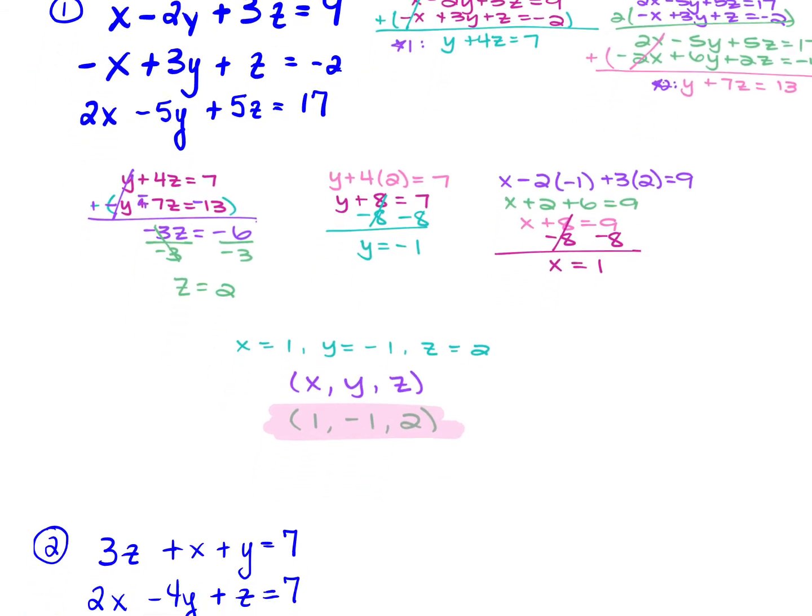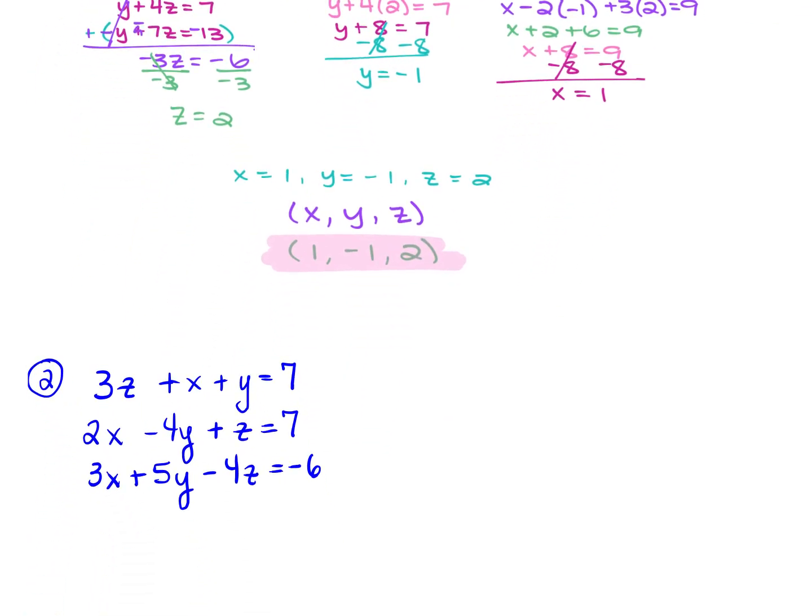If we look at number 2, we're going to work with 3z plus x plus y is equal to 7. I don't like the order of that. All of my other equations are x, y, z, so I'm just going to rewrite this to be x plus y plus 3z is equal to 7. Just that way, like I said, it's in the same order as the other ones. So I'm going to work with that, with the 2x minus 4y plus z is equal to 7, and the 3x plus 5y minus 4z is equal to negative 6.